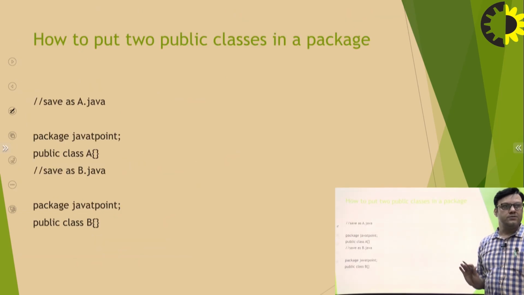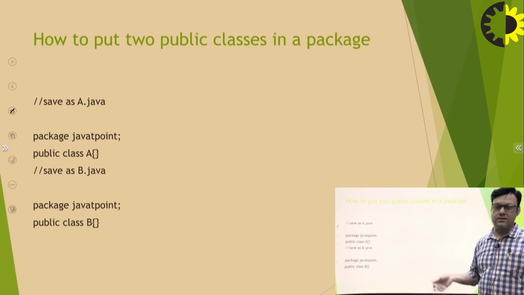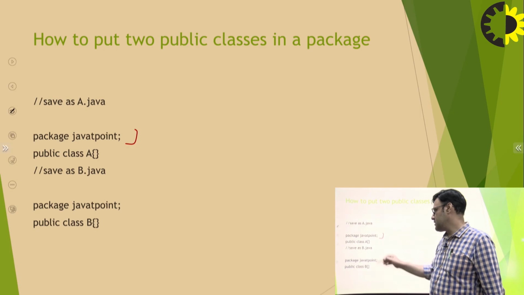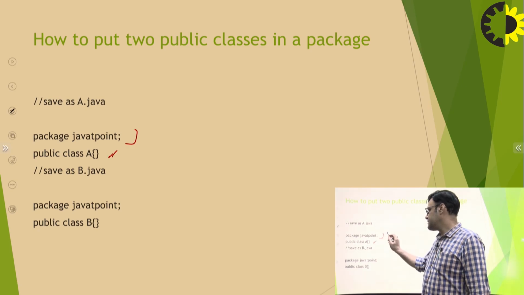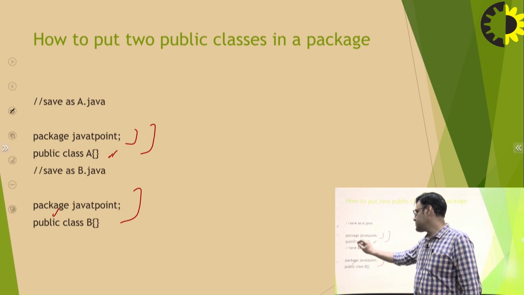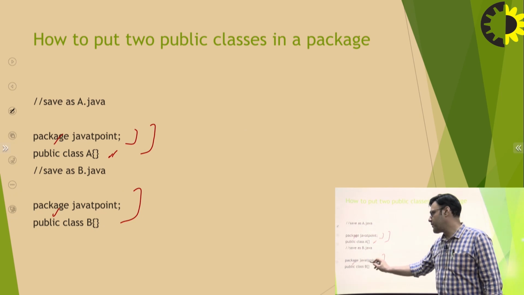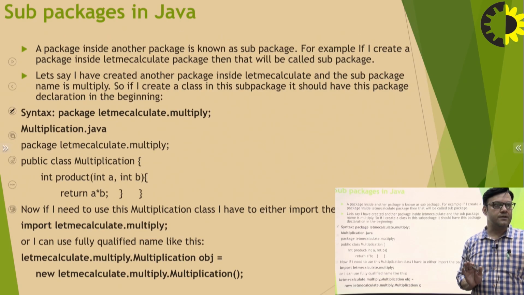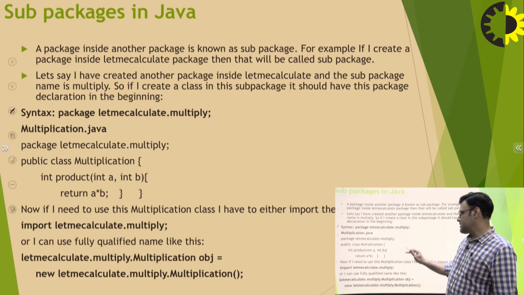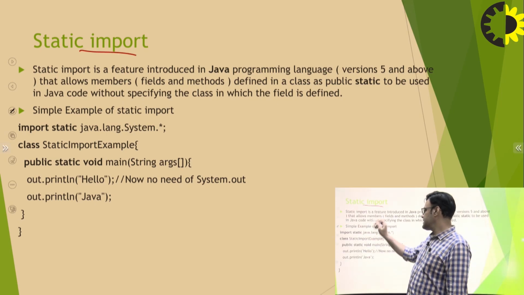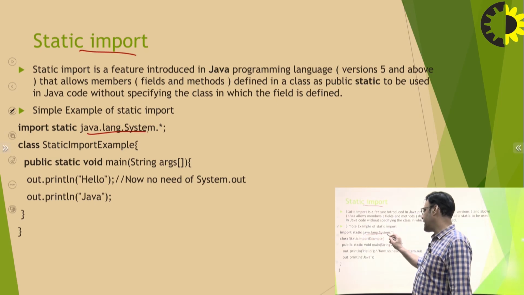Okay. So how to put two public classes in a package? Similarly, in the same manner, package, for example, javapoint, this is the name of the package, public class A, I save it with A and this one save it with B. So I have used here package javapoint, same public class A, public class B, same public class can be put there. Okay. Now sub packages in Java, this is the same concept you can see. Now static import, import static java.lang.System.* you can use here. So static import is there.